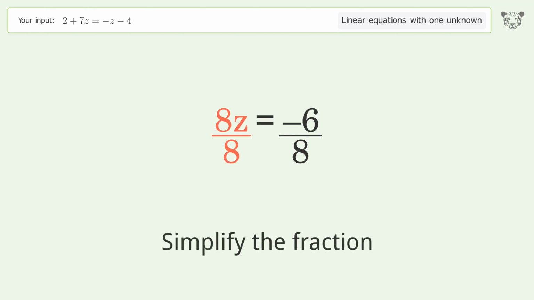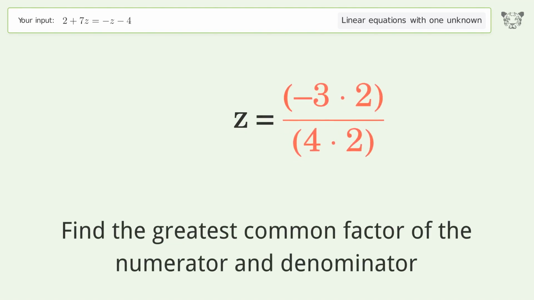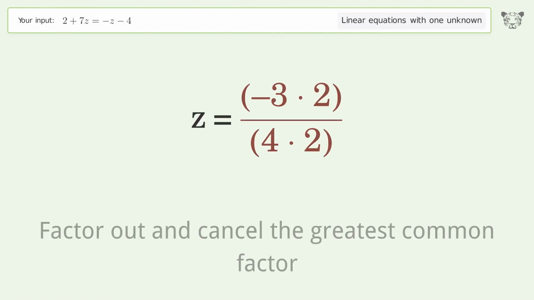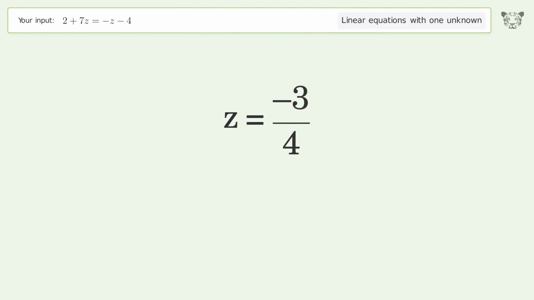Simplify the fraction. Find the greatest common factor of the numerator and denominator. Factor out and cancel the greatest common factor. And so the final result is z equals -3/4.